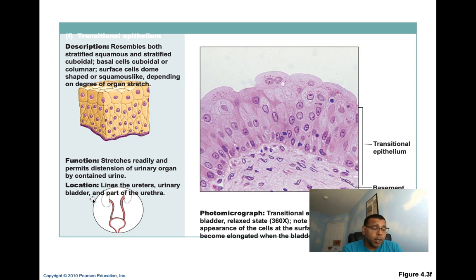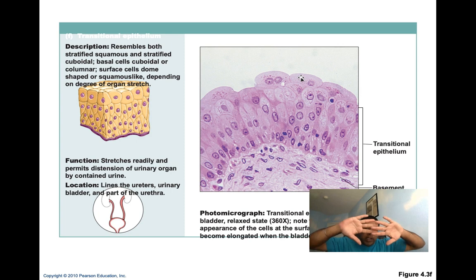When we talk transitional epithelium, here we can appreciate transitional epithelium. It is described as epithelium that resembles both stratified squamous and stratified cuboidal. Stratified squamous because it looks like many cells, and up here you can see one row of flat squished cells. Stratified cuboidal because these look like a whole bunch of cube-shaped cells on top of each other. The basal cells are cuboidal or columnar, and the surface cells up here are dome-shaped or squamous-like cells. And that's all going to depend on the degree of organ stretch.